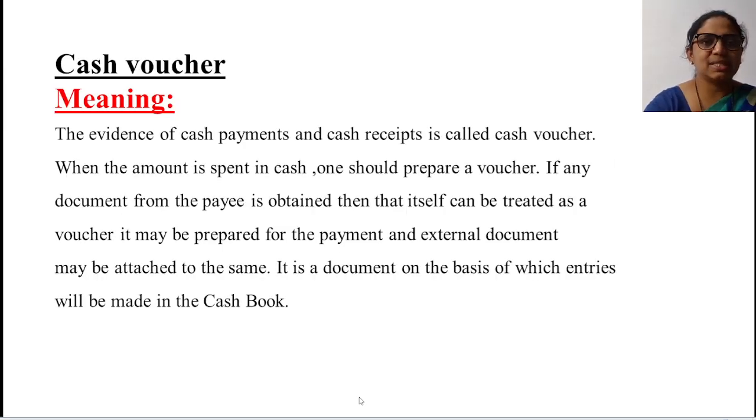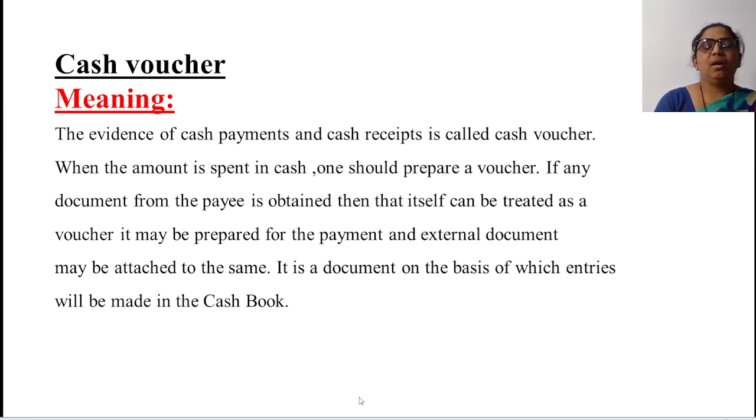After the journal voucher, the next is the cash voucher. Now, as the name suggests, it is used when an amount is paid in cash. First we will see the meaning of it. The evidence of cash payments and cash receipts is called a cash voucher. So, it is a proof: when you pay an amount in cash, you get a cash receipt, which is called a cash voucher. When the amount is spent in cash, one should prepare a voucher. If any document from the payee is obtained, then that itself can be treated as a voucher too. It may be prepared for the payment, and an external document may be attached to it. It is a document on the basis of which entries will be made in the cash book.